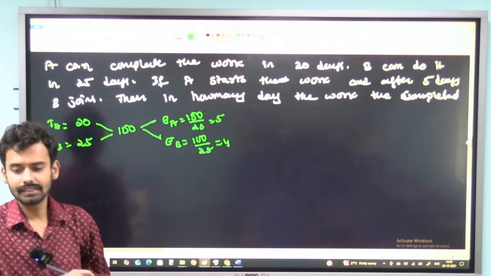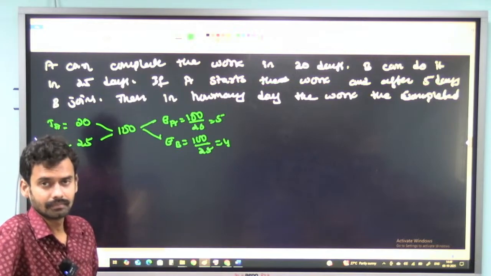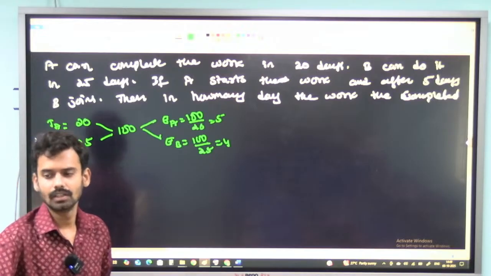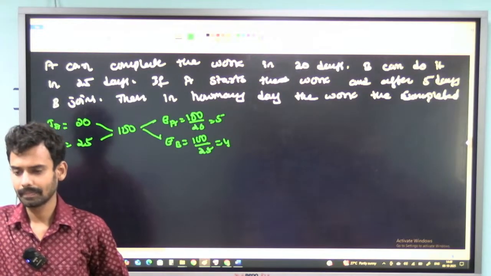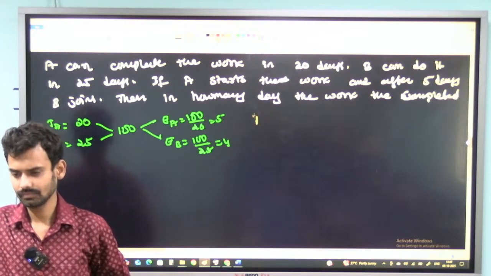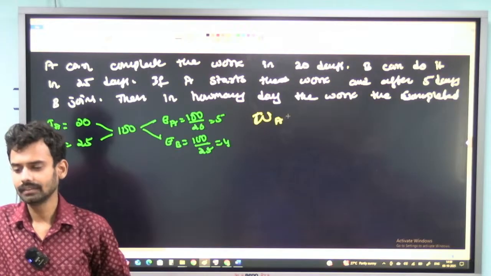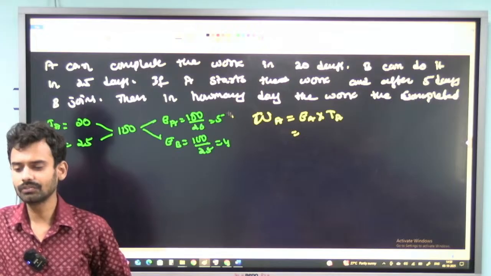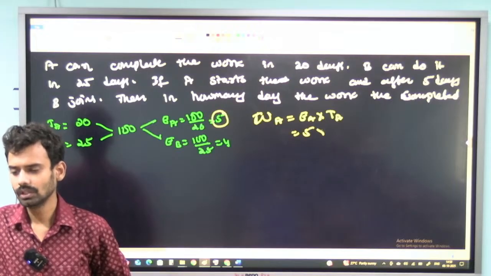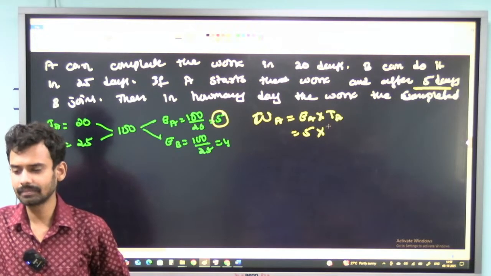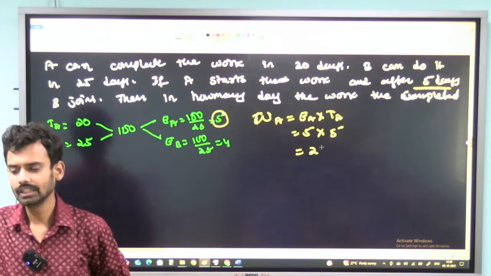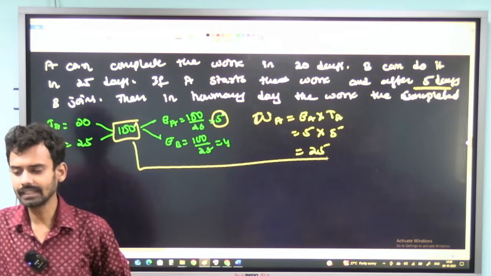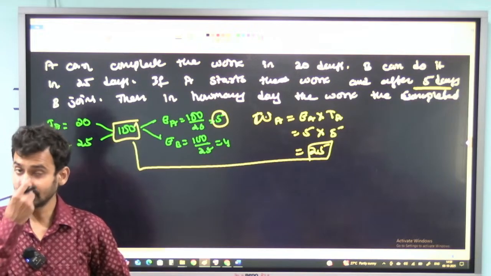Now, if you observe, A starts the work and after 5 days B is joining. Does that mean till 5 days only A is working? For the first 5 days only A is working and after that B is joining. So I can consider it as work done by A is equal to efficiency of A into time taken by A. Efficiency of A we got as 5, into time taken by A, that is for the first 5 days. So he is doing 25 units of work.